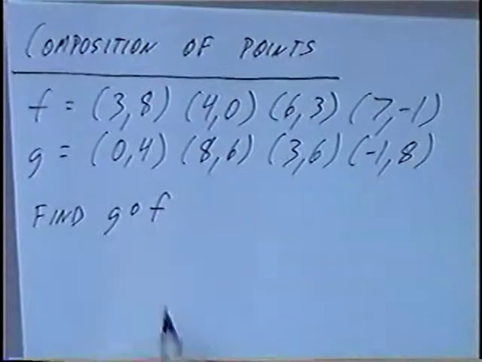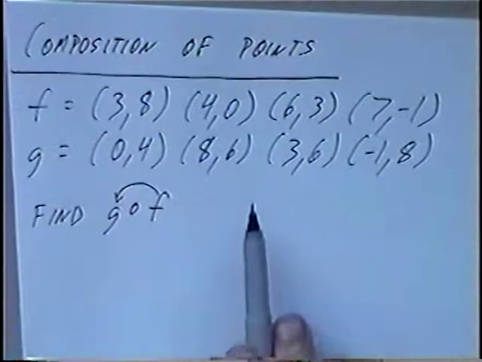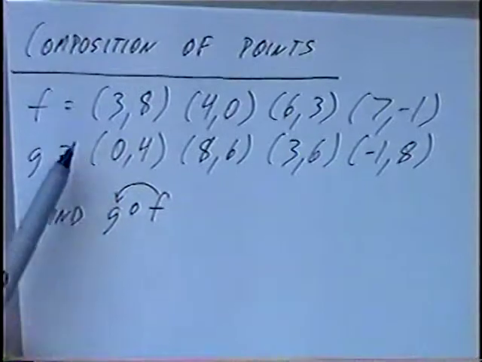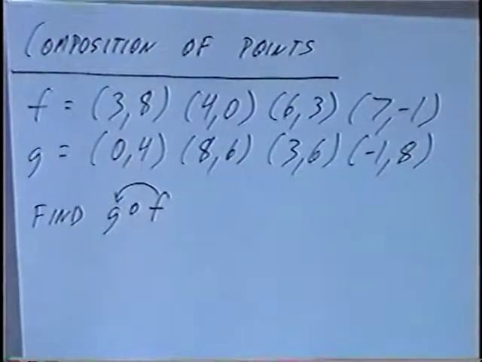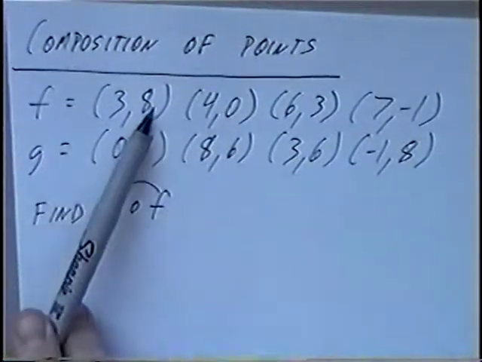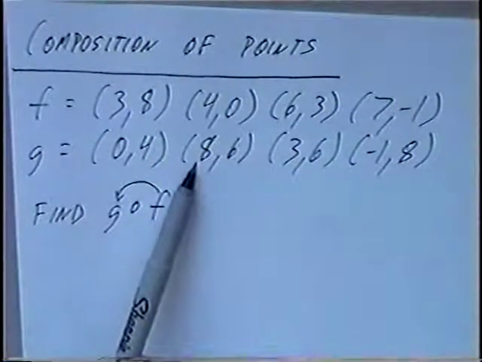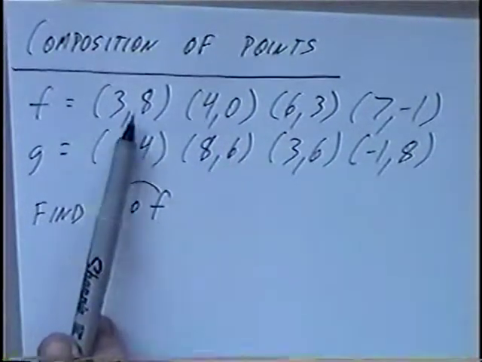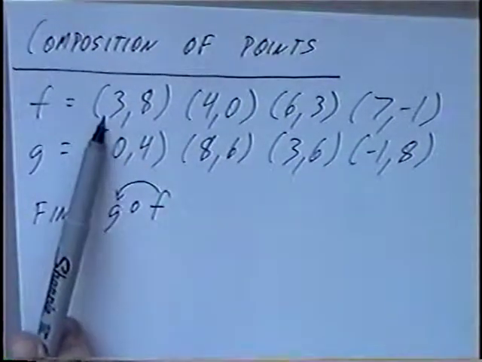Compositions again, we'll go from right to left. So again, we'll take the f and plug that into g. When we have sets of points, we'll look at, starting with f, the first point, which is 3, 8. The 3 will be the x value and the 8's the y value. What we'll do is we'll match up the y value with a x value from g. So 3, 8, if the y value is 8, we want to find a x value of 8 in the other function, which will be the second point, and that y value is 6.